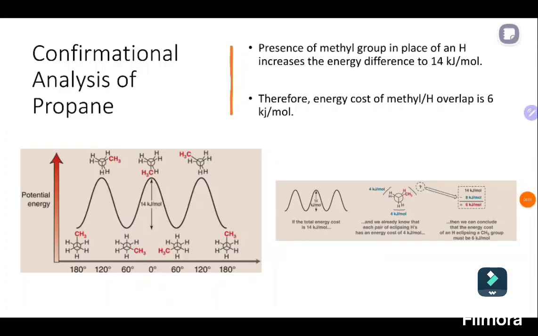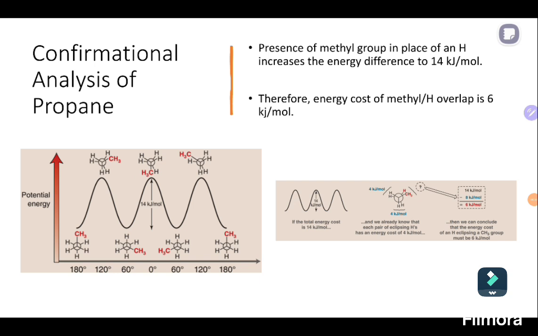And we see here, if we evaluate the conformational analysis of propane quantitatively, it requires 14 kilojoules per mole of propane molecules to force that C2-C3 rotation, whereas it only takes 12 kilojoules per mole, if you remember, for ethane. So what that means is there is an extra 2 kilojoules per mole necessary to move that molecule from the staggered through the eclipsed conformation.